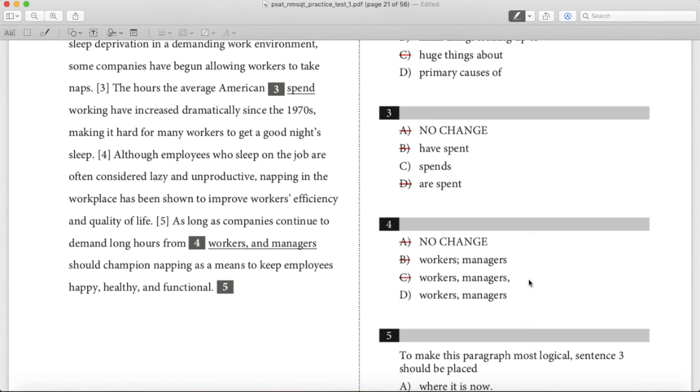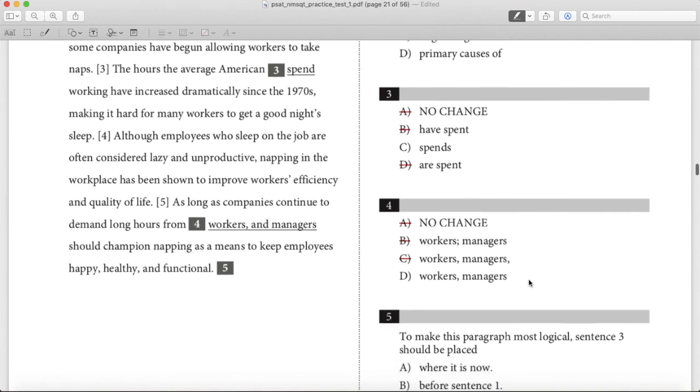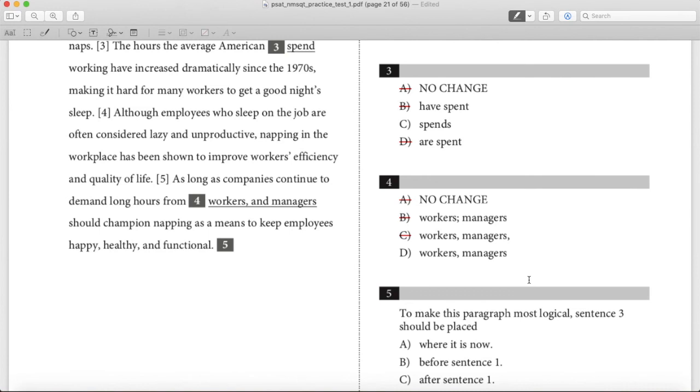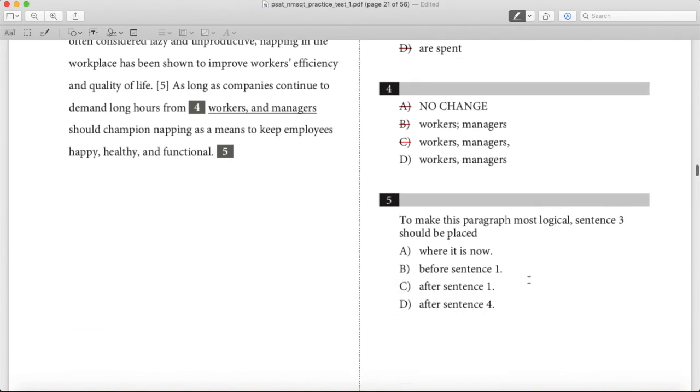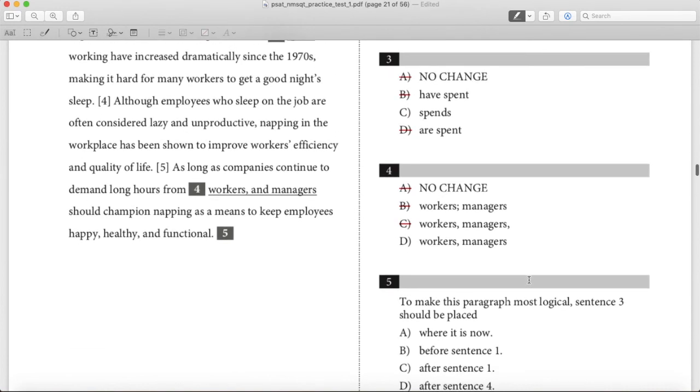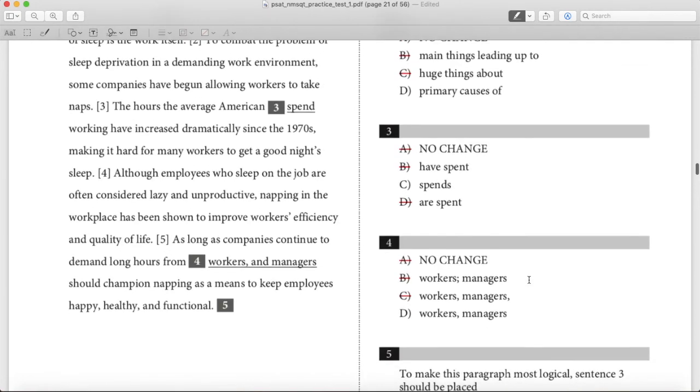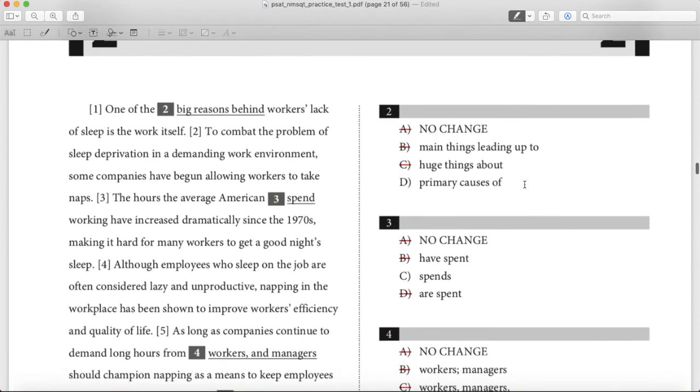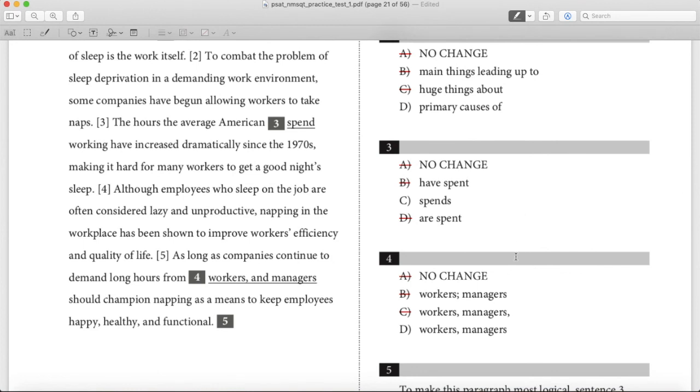As long as companies continue to demand long hours from workers, managers should champion napping as a means to keep employees happy, healthy, and functional. How's that? That sounded great. Yep, it is answer choice D. Questions about that? No? Okay. Good. Is it making sense how, unless they're asking a specific question, like for 1 through 4, if there's a question, there's a rule that applies to it? If you just follow the rules, you're going to nail all these.